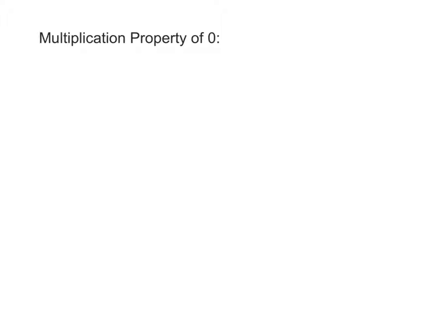The last property we will talk about is the multiplication property of 0. This property states that for any real number a, a times 0 is simply equal to 0. So any number multiplied by 0 is equal to 0.